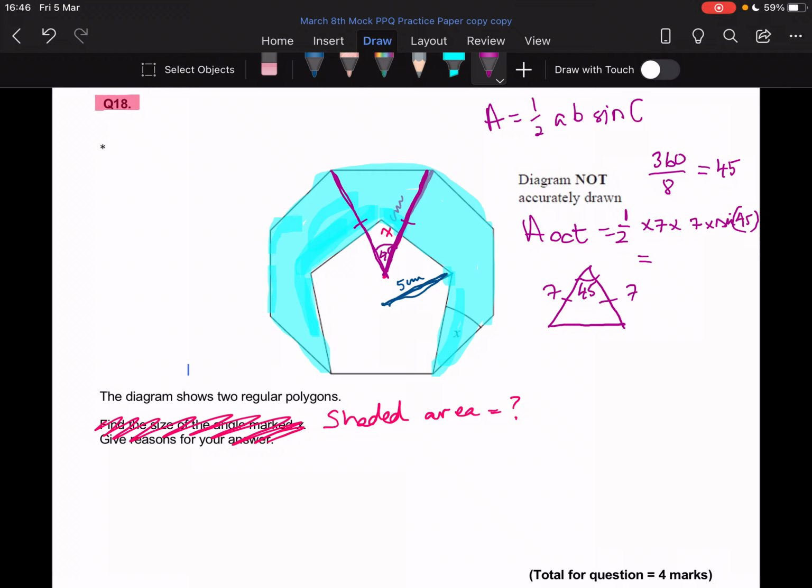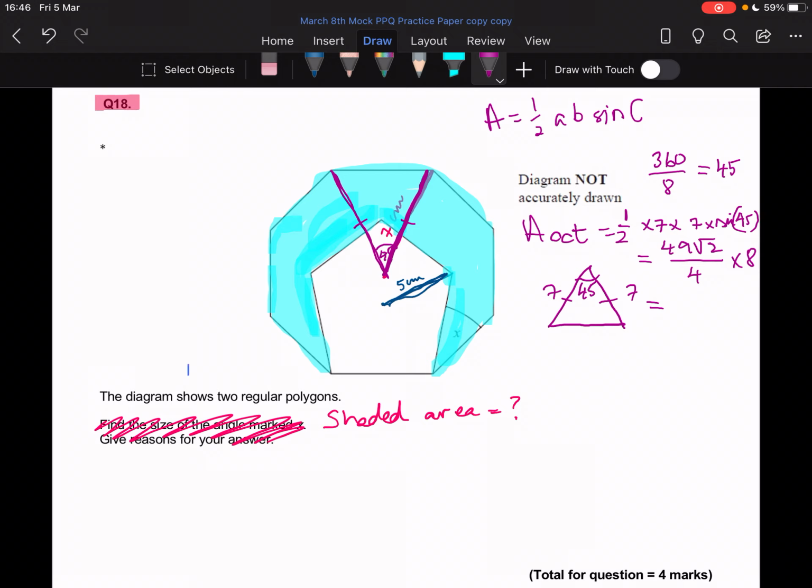So this is the area of one triangle. And I had to make sure that my calculator was in degree mode. So that's 49 root 2 over 4. And then times it by 8, we said, right? Yeah.